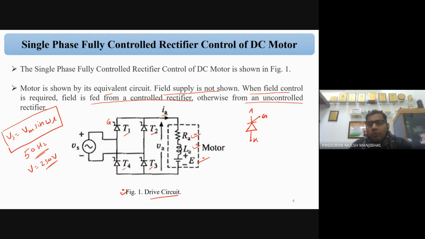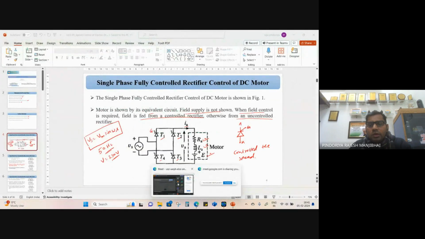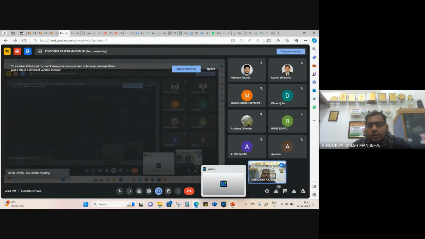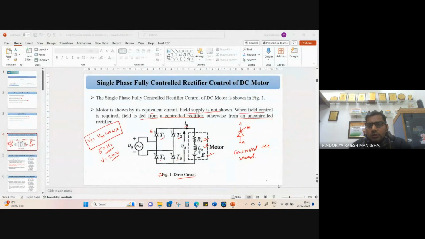Now we have to understand the operation of this circuit: how we turn on T1, T2, T3, T4, and how we control the supply voltage. Ultimately we have to control the speed, which means we have to control the voltage.